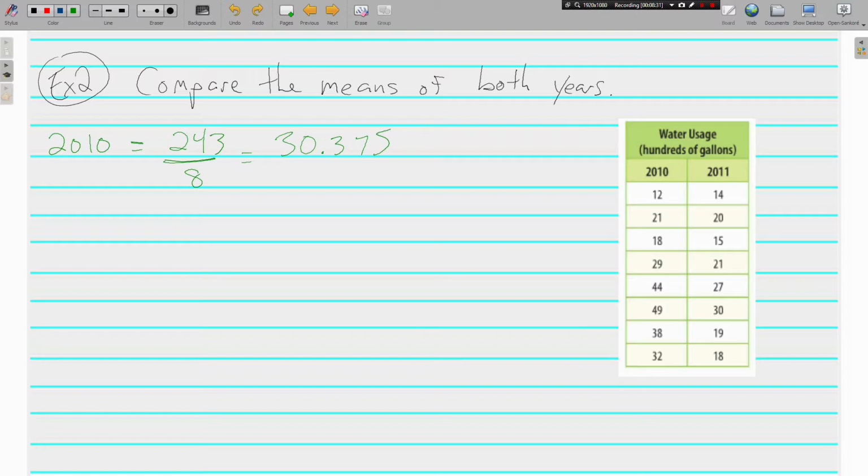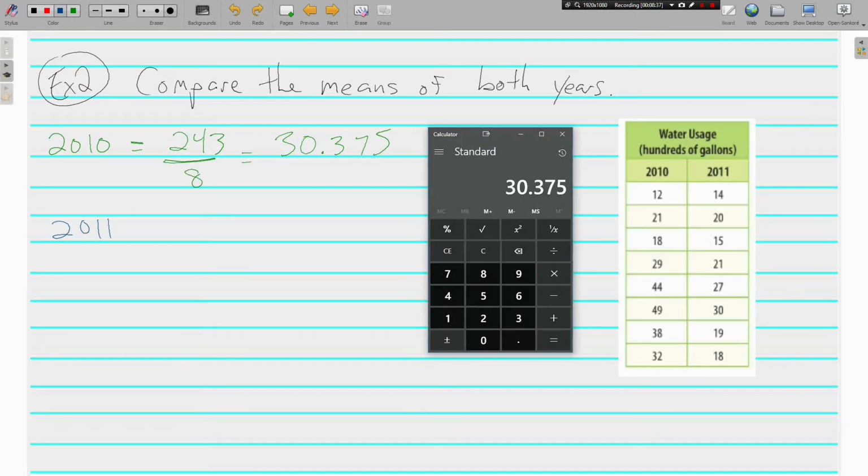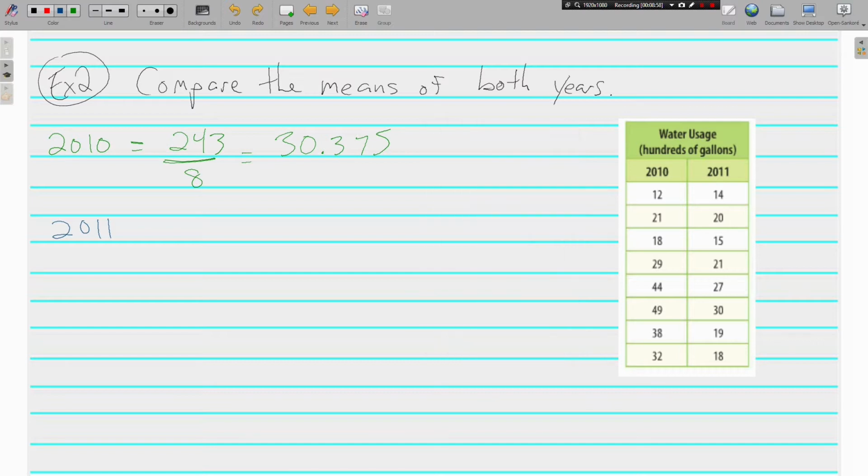Now I'll switch over to blue for 2011. Bring the calculator back. 14 plus 20 plus 15 plus 21 plus 27 plus 30 plus 19 plus 18 is 164, divided by 8 gives us 20.5.